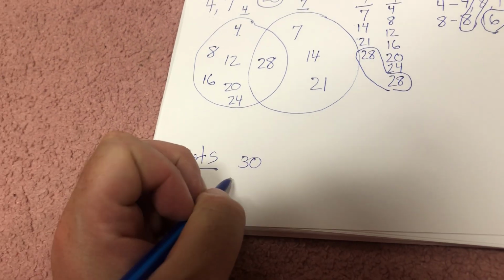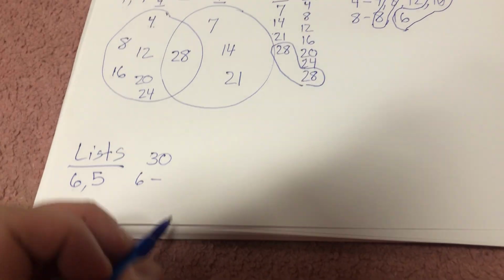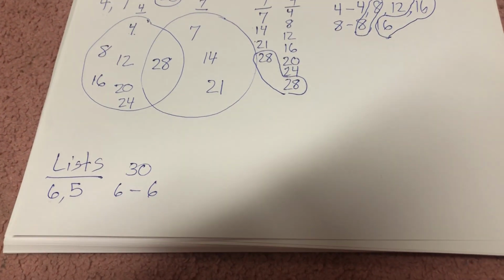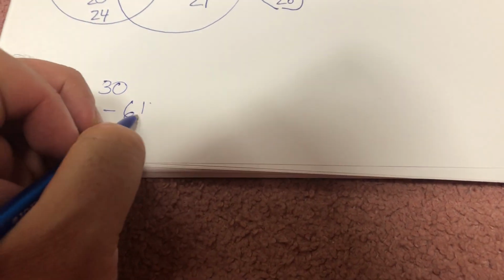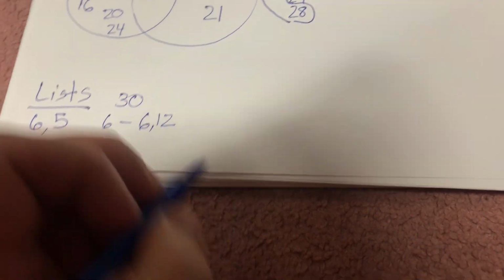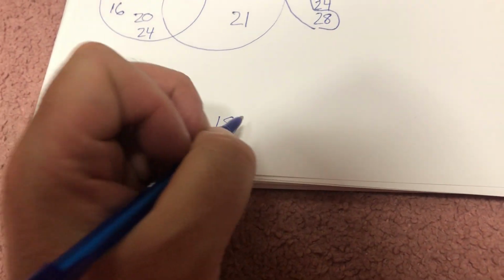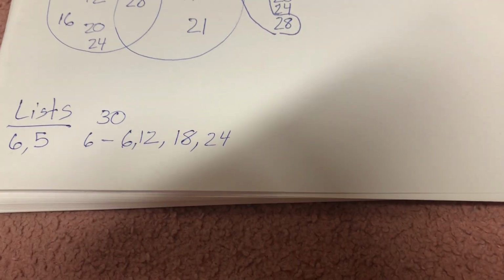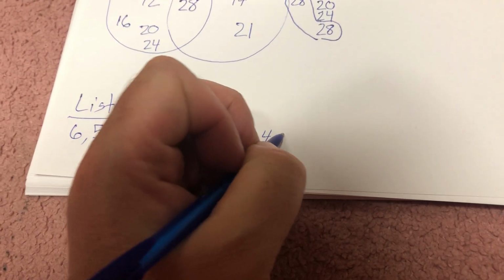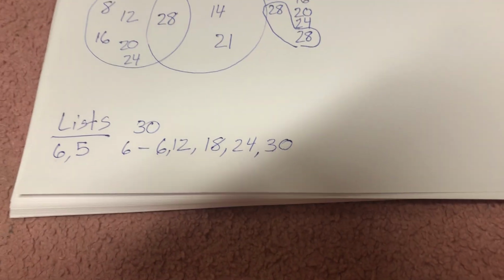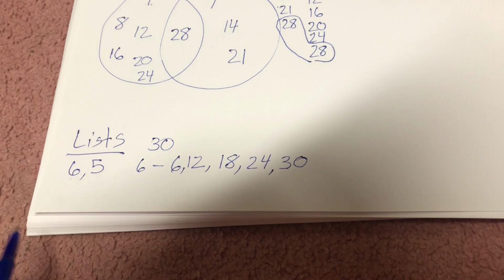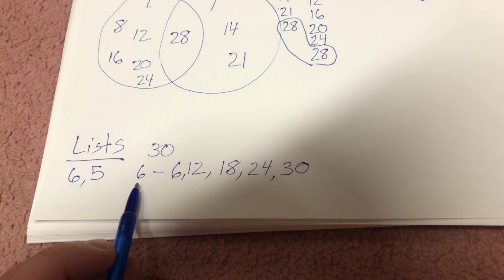Okay? So my multiples of 6, well, 6 times 1 is 6. 6 times 2 is 12. 6 times 3 is 18. 6 times 4 is 24. 6 times 5 is 30. Okay? And so then I'm going into 5.